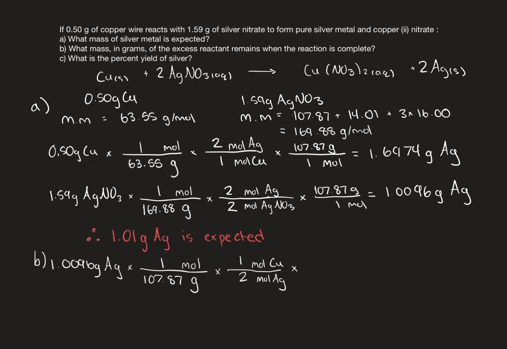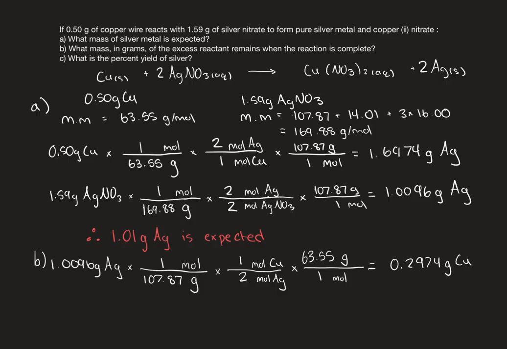And now that I have moles of copper, I'm going to multiply by the molar mass to get grams of copper. So moles goes on the bottom, grams on the top, the numerator. The molar mass of copper is 63.55 grams per 1 mole. And I put that all in my calculator and get a mass of 0.2974 grams of copper.